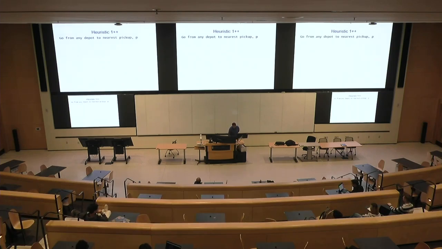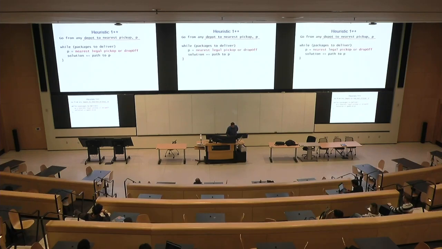I start off the same way. From any depot, I find the closest pickup. I'm going to do that first. But now, while I've got packages to deliver, I'm not going to go to just the next pickup, and I'm not going to just drop this package off. I'll go to the closest legal thing I can do. And there's two things I could do. I might drop off a package, or I might pick up a new one. So I'm going to consider all those, and I'll do whatever's closest. And then I just add that into my path. And at the very end, I go back to my starting depot.